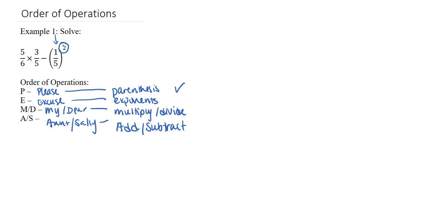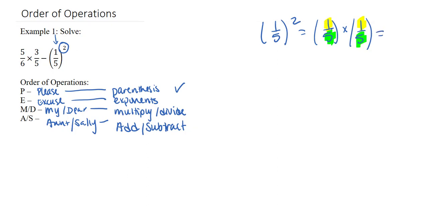Now, we have 1/5 raised to the second power. What does that actually mean? It means that we have 1/5 times 1/5. So we multiply what's on the top, 1 times 1, and we multiply what's on the bottom, 5 times 5. So what does that become? Well, 1 times 1 is 1, 5 times 5 is 25. So we get 1 over 25.